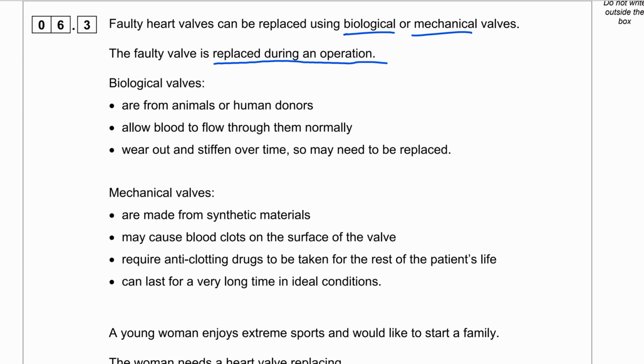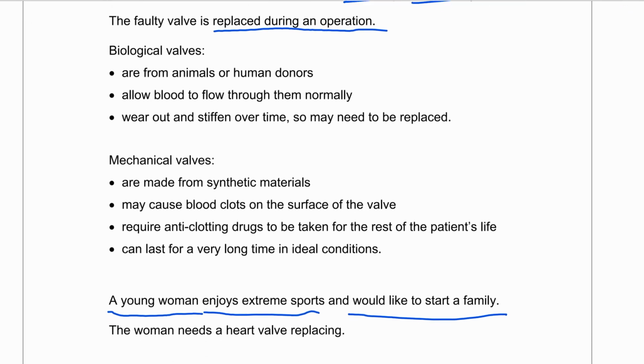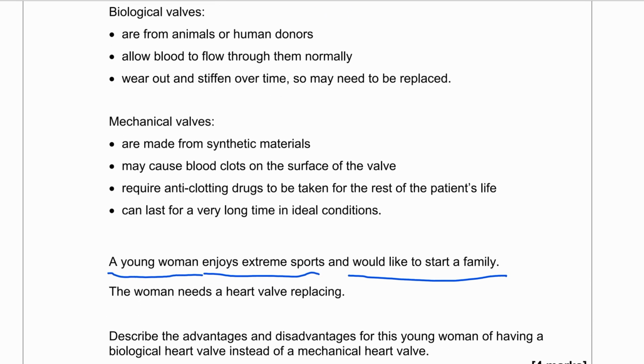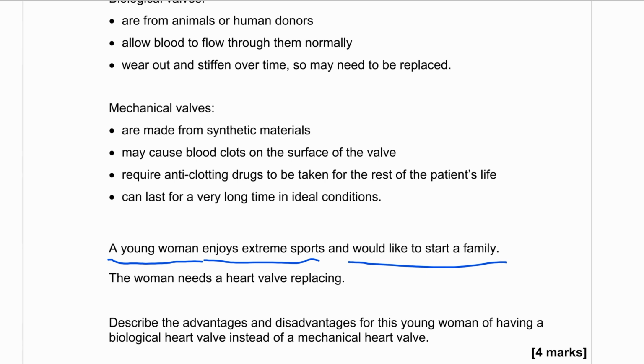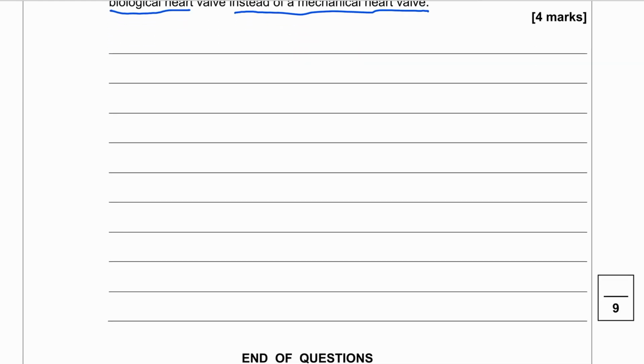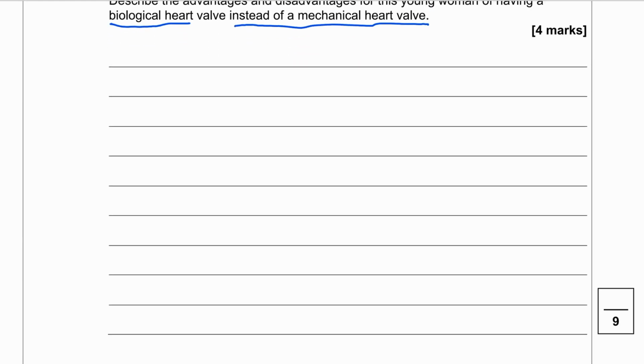A young woman enjoys extreme sports and would like to start a family. The woman needs a heart valve replacing. Describe the advantages and disadvantages for this young woman of having a biological heart valve instead of a mechanical heart valve. Right, so we're thinking about the pros and cons of biological heart valve instead of mechanical heart valve.